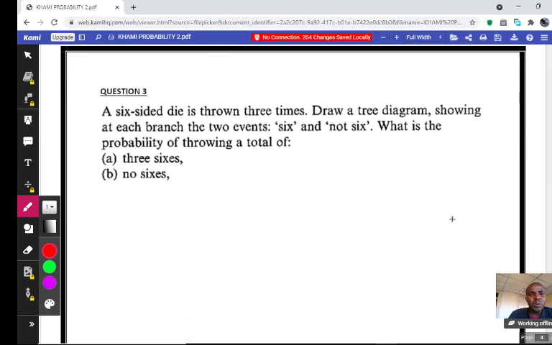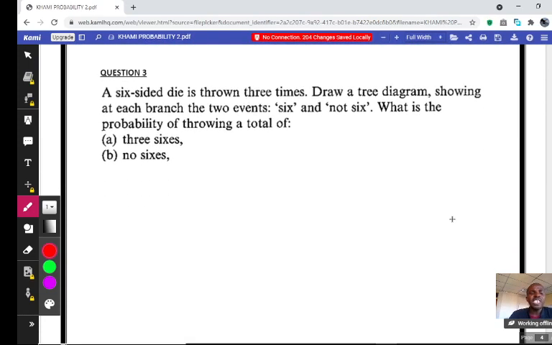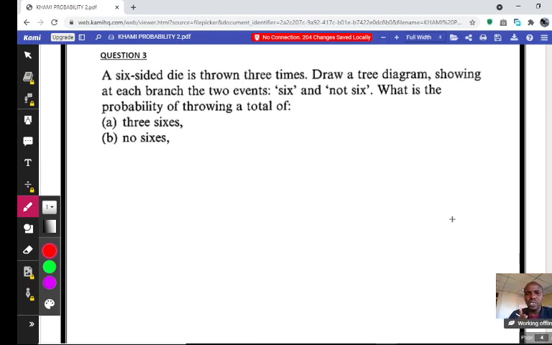Then let's move on to the third question. Question number 3 reads: a 6-sided die is thrown 3 times. Draw a tree diagram showing at each branch the 2 events, 6 and not a 6. What is the probability of throwing a total of? Right, so the first thing that you have to do is to draw the tree diagram. And in this case, please take note, the die has been thrown 3 times.